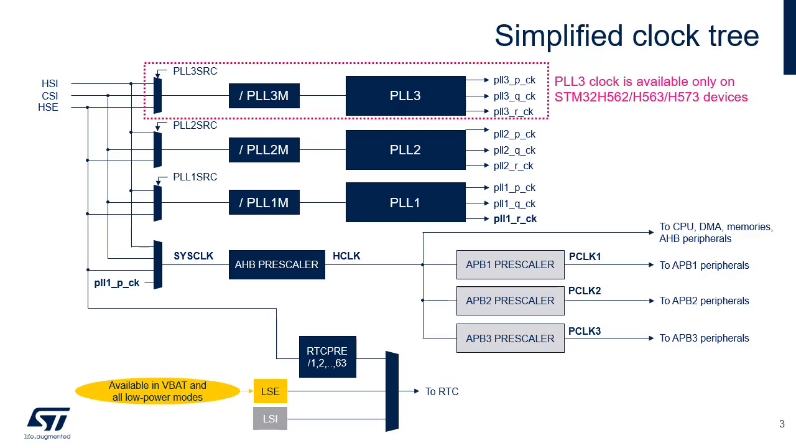The RTC clock is generated by the low-speed external 32.768 kHz oscillator, or LSE, the low-speed internal 32 kHz RC oscillator, or LSI, or the HSE divided by a value in the range 1 to 32. This selection cannot be modified without resetting the backup domain. The LSE can remain enabled in all low-power modes and in VBAT mode. The LSI can remain enabled in all modes except in VBAT mode.